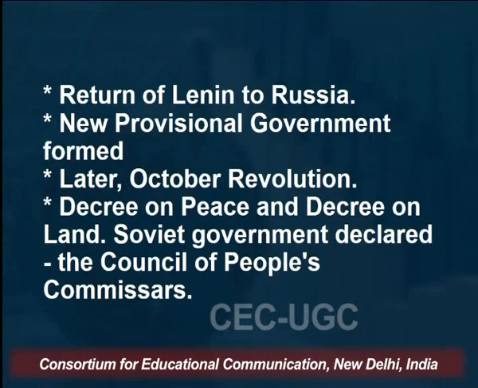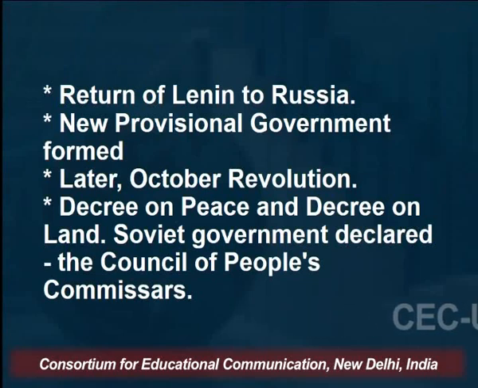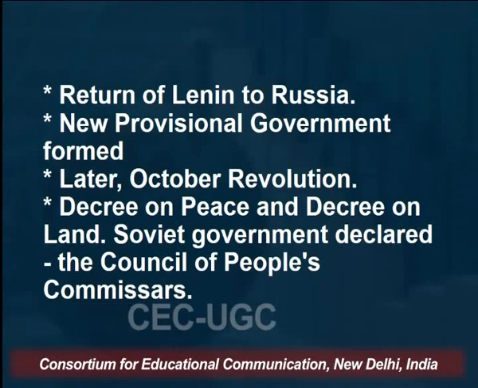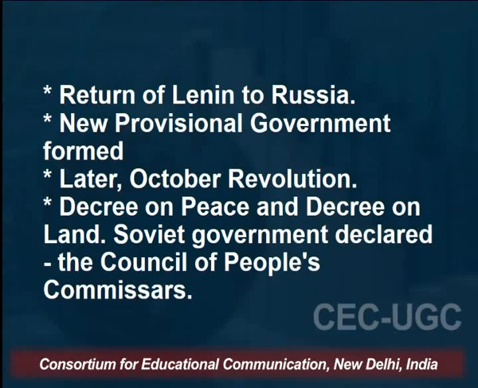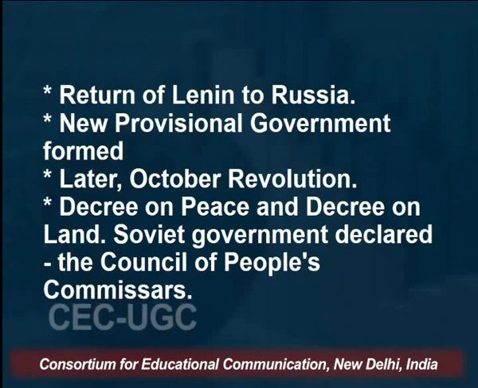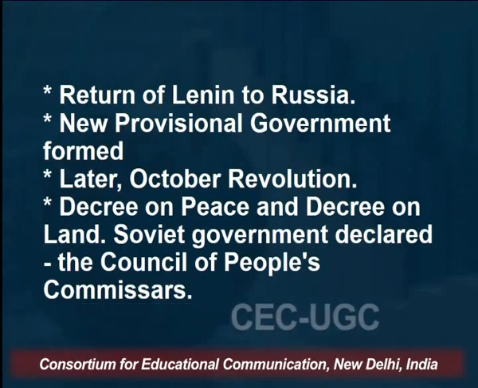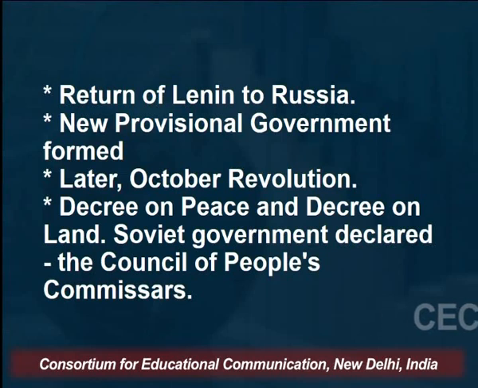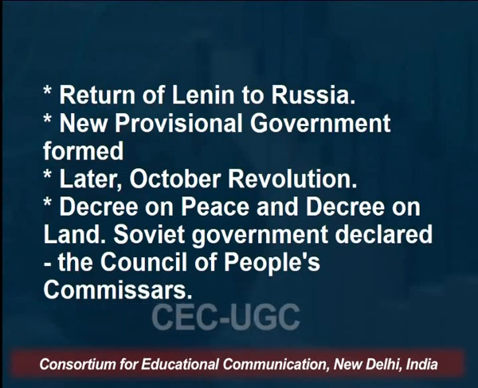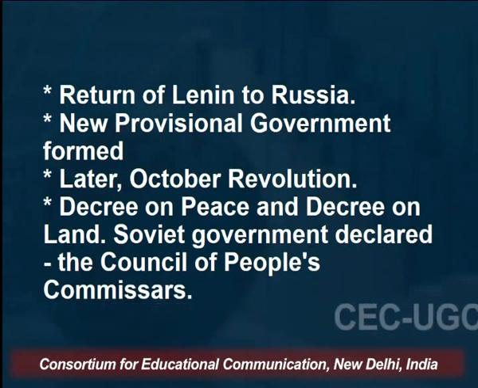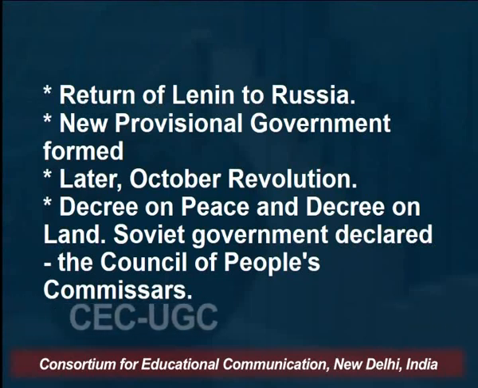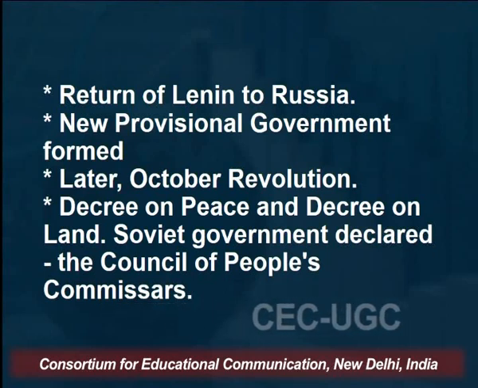With this, it is important to understand the important events that come forward in 1917, that is, the return of Lenin to Russia. A new provisional government is formed. Later, the October Revolution happens, and here it is very important to understand the decree on peace and the decree on land. The Soviet government declared these two important decrees, and the Council of People's Commissars.